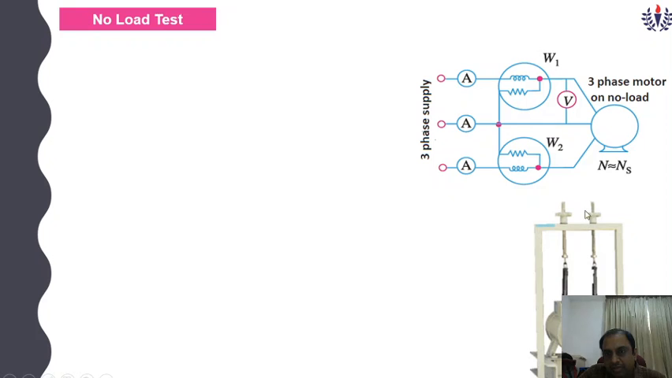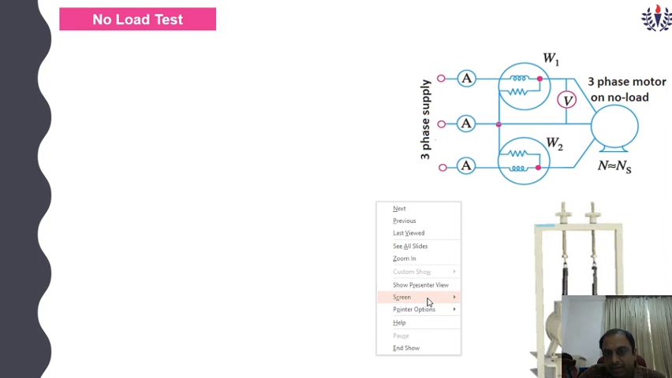We are using this experimental setup. This is the load, a brake load. Because this is a brake load, a belt arrangement will be there. If you release the load, the machine starts running smoothly. During this time the speed is N equal to Ns.